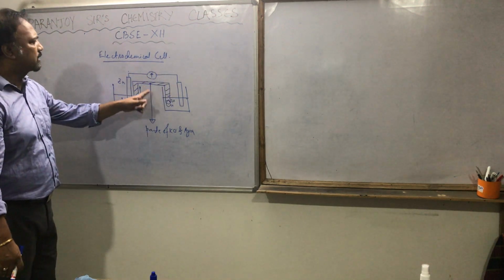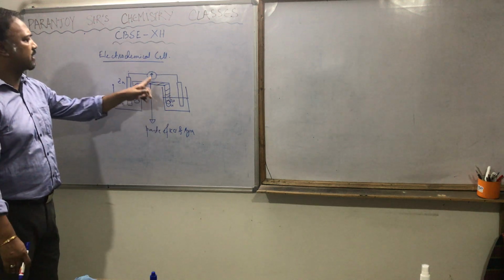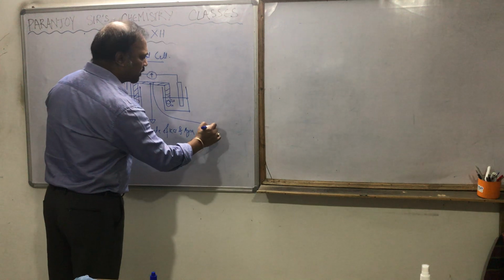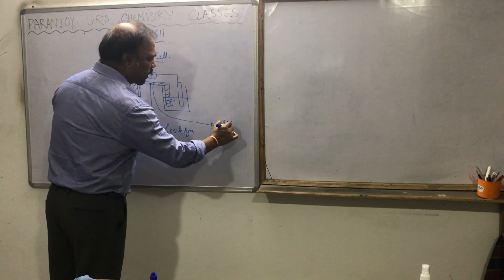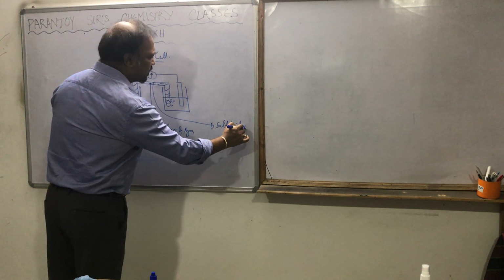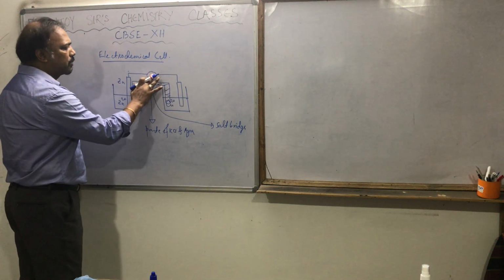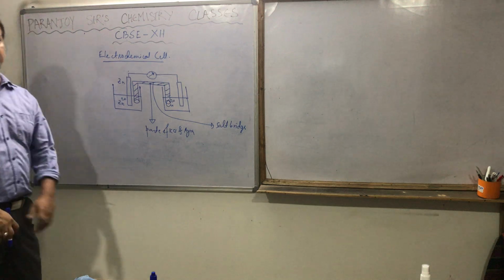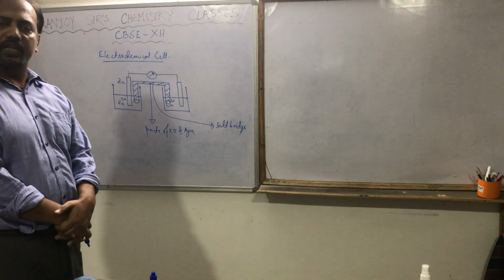And this particular part of it, that is the U-tube, inverted U-tube, we call it salt bridge. As soon as this salt bridge is added, we are going to see some deflection in the voltmeter. Means the electricity is generated.